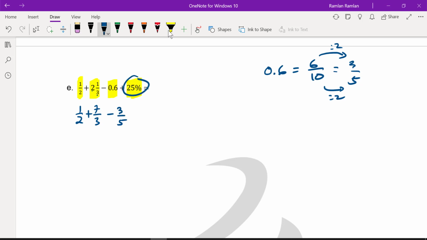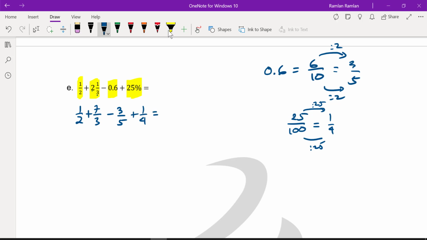Okay, the last one is 25%. 25% is 25 over 100, right? Remember that percent means over 100, so it's over 100. And you can actually, again, guys, simplify this to 1 over 4 because we can divide both of them by 25. Divided by 25, divided by 25, you get 1 over 4.